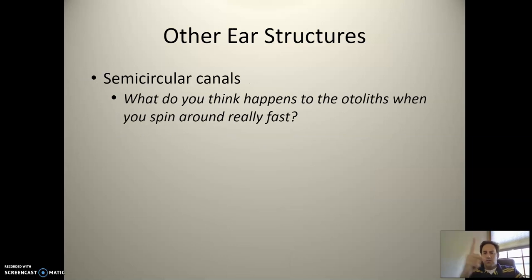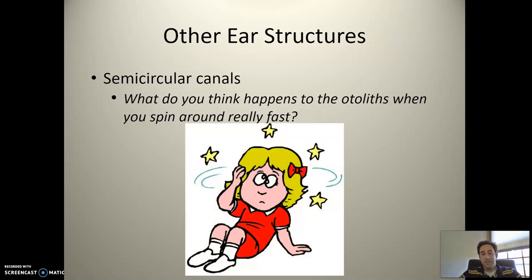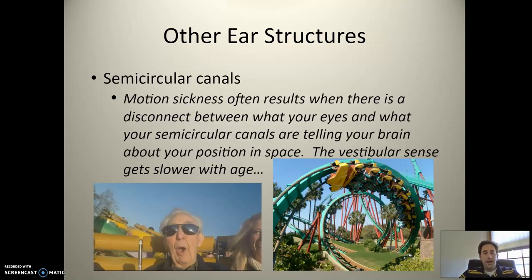Imagine if you spin around really, really fast. Well, those otoliths can't really settle, and what happens? You can't tell what your position is in space because the otoliths aren't settling. That's what causes dizziness. And then the other thing is motion sickness. Motion sickness is caused when there's a disconnect between what your eyes and what your semicircular canals are telling your brain about where you are in space.